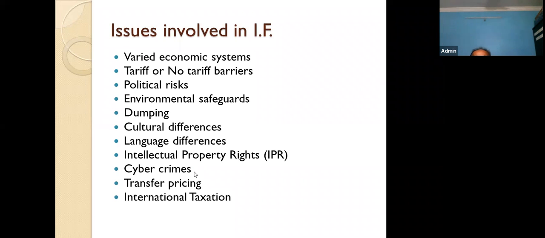Then cyber crime. This is one of the crucial areas in international finance. As we are prone to technology, information technology, but again, there are hackers. They have several ideas with them, and they hack the accounts of important agencies, and even sometimes government accounts are being hacked by hackers.